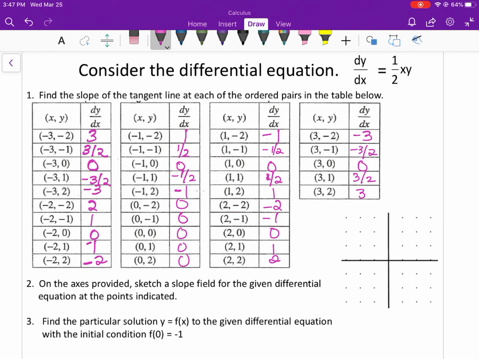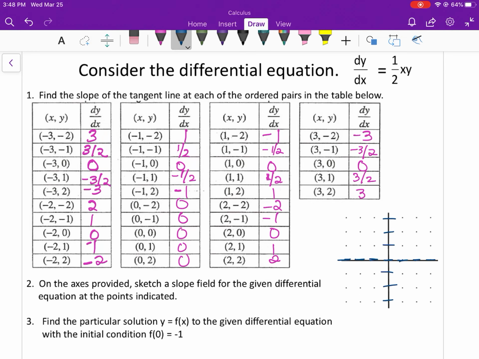Okay. Again, I'm going to go through and find all of my slopes of 0 and start there. So negative 3, 0 has a slope of 0. Negative 2, 0. Looks like anything with 0. Something like that.